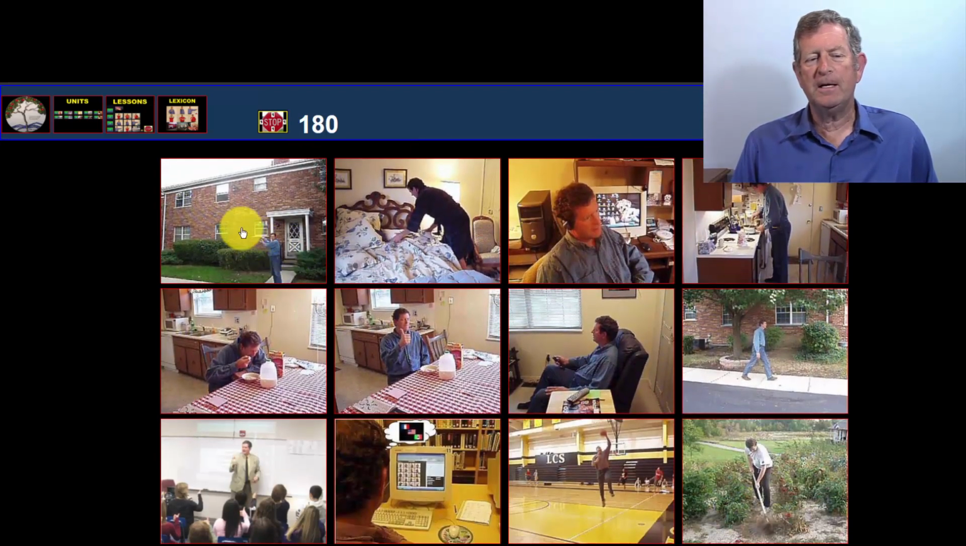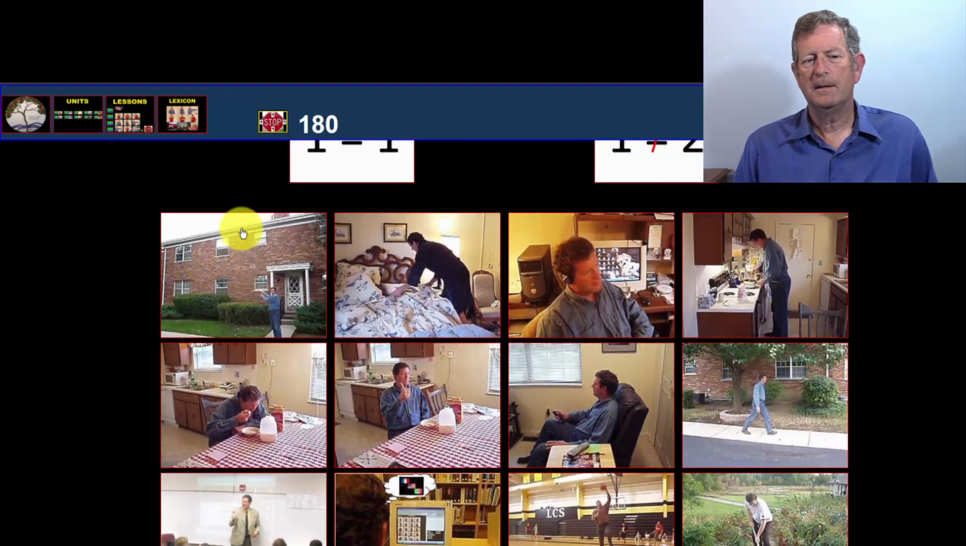For example, if I click here, he lives in an apartment, but I don't live in an apartment. I live in a house. Notice I use the word but. He lives in an apartment, but I don't live in an apartment. I live in a house.